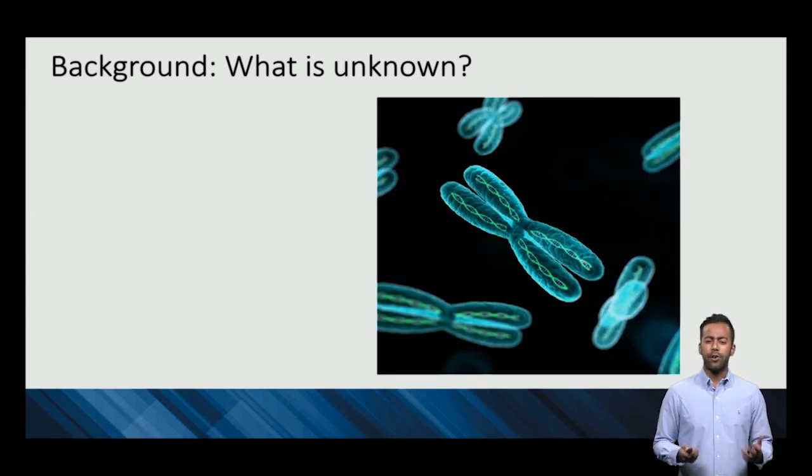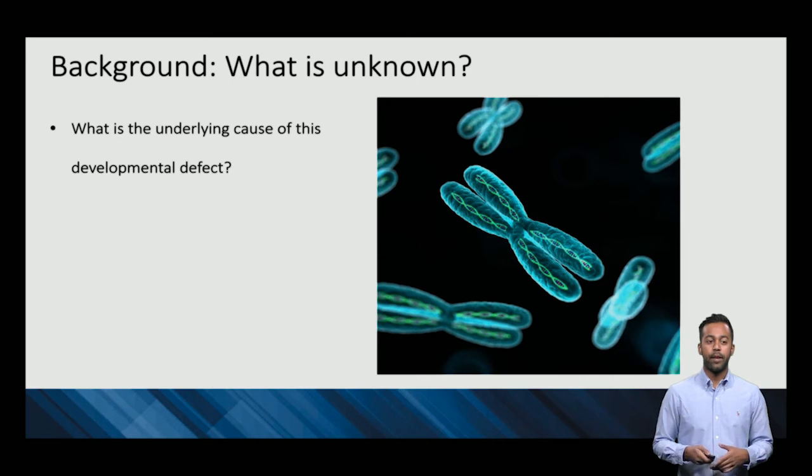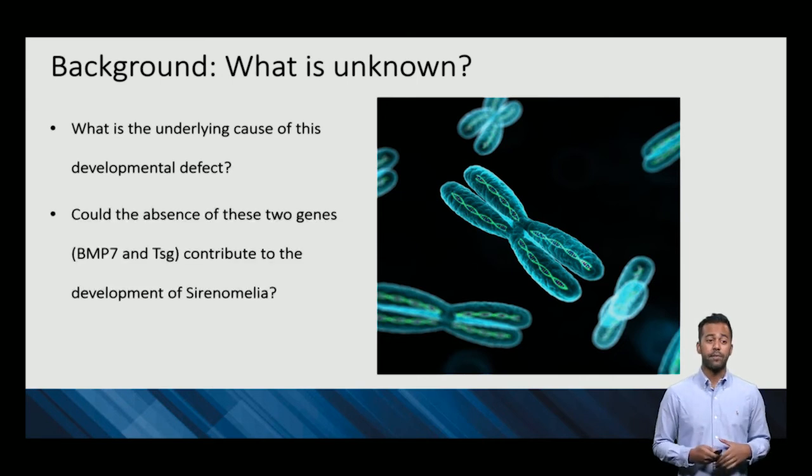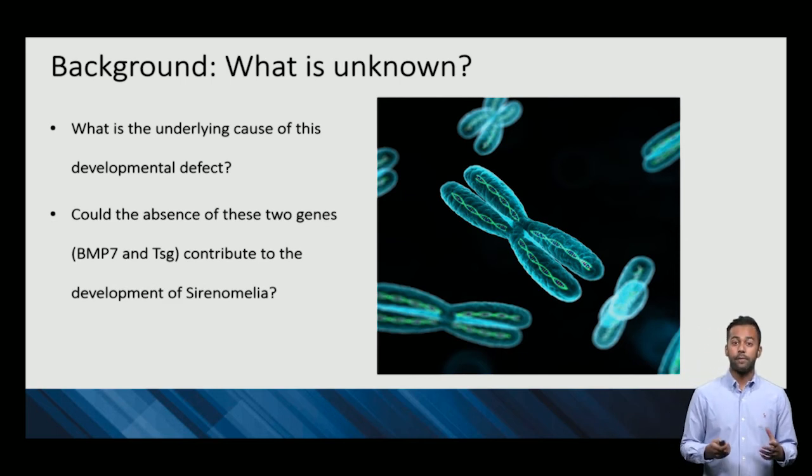So what's unknown? What don't we know about serenomelia? What could be the underlying cause of this developmental defect? We know that there could be two genes involved. So perhaps could the absence of both of these genes result in that phenotype of serenomelia?